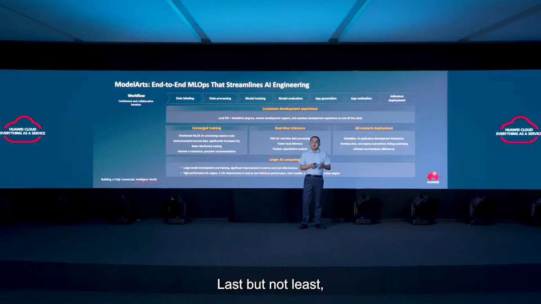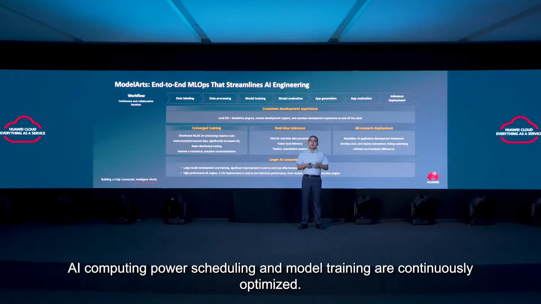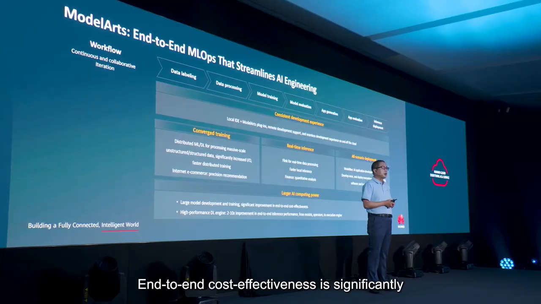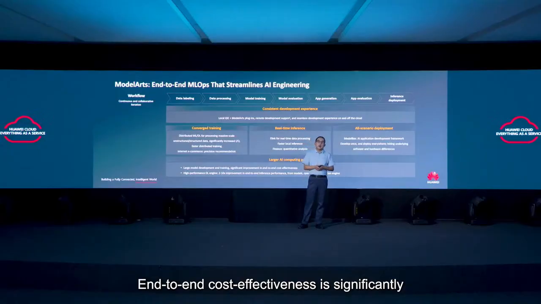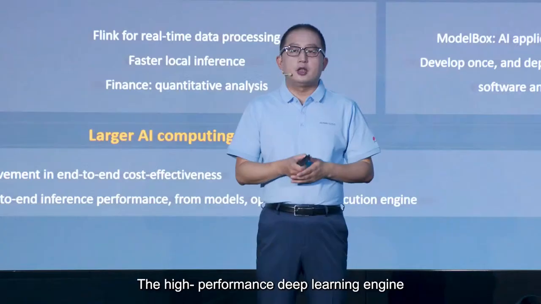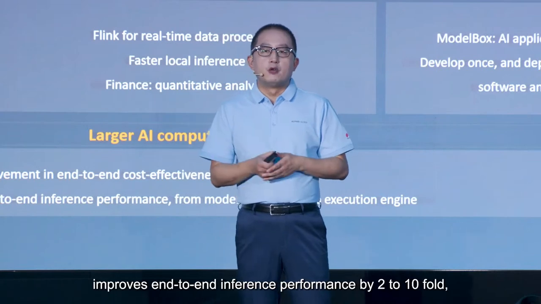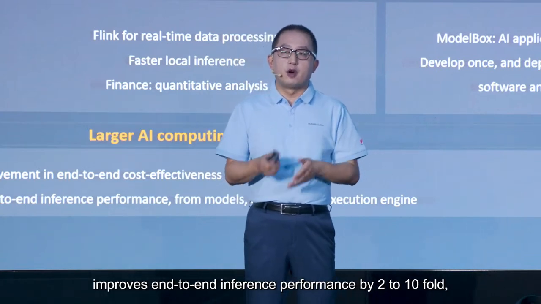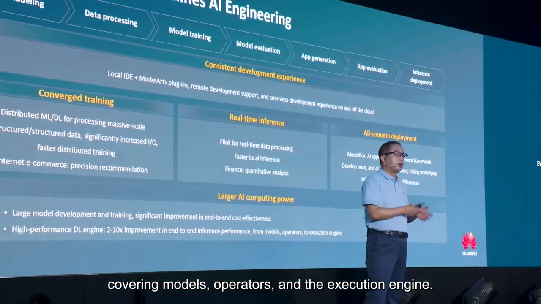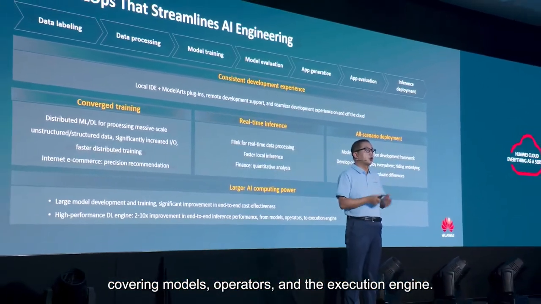Last but not least, AI computing power scheduling and model training are continuously optimized. End-to-end cost efficiency is significantly improved in large model development and training. The high-performance deep learning engine improves end-to-end inference performance by 2 to 10-fold, covering models, operators, and execution engine.